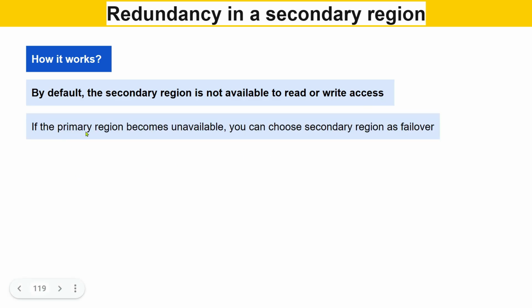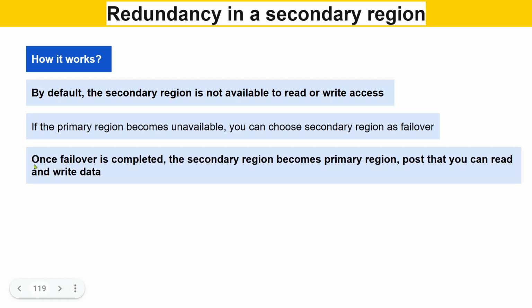So how does it work? If the primary region becomes unavailable, something went wrong in the Pune data centers, now you can choose the second region to failover. You can go and select your failover as the second region. And then what happens? Once failover is completed, it will take some time to do all the DNS changes and all those things, right? So your second region will become your primary region. All this would happen in the backend. Once that failover is completed, the secondary region becomes the primary region. Post that, you can read and write data. You getting it? So your secondary region remains as a backup for you, and it will follow the LRS.